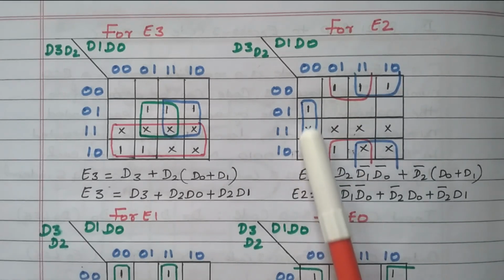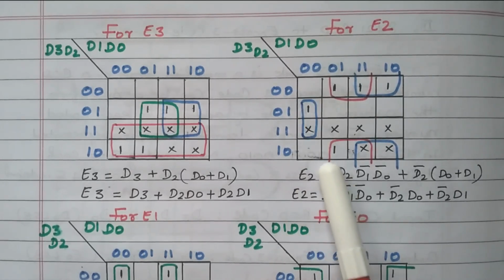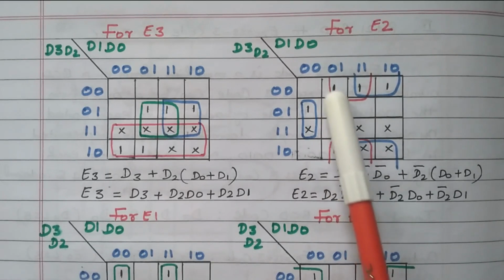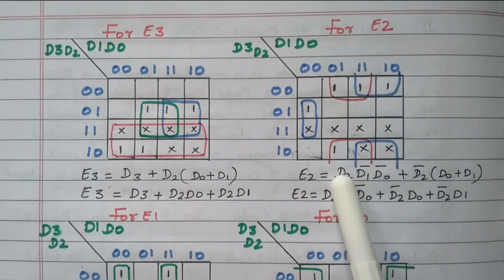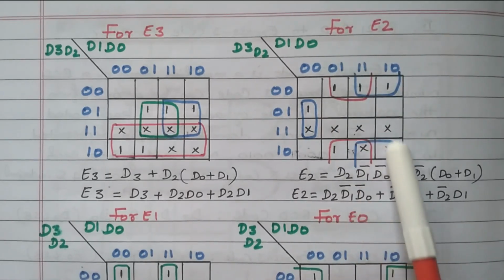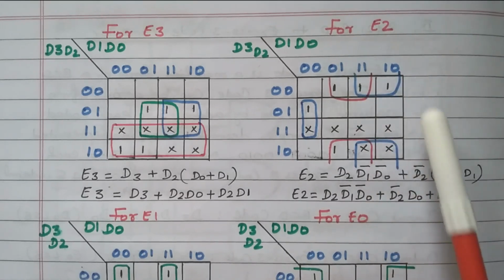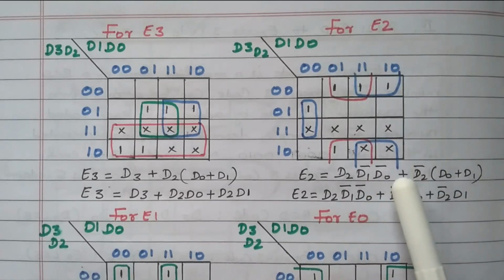So first we'll group these two cells. There are no other possibilities. The second grouping is these two cells and these two cells grouped together, so a grouping of 4 cells. Similarly, these two cells and these two cells are grouped together. That is a grouping of 4 cells, right?